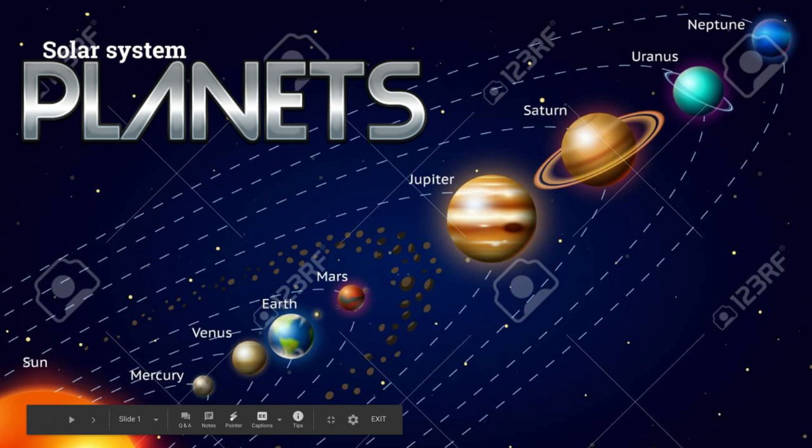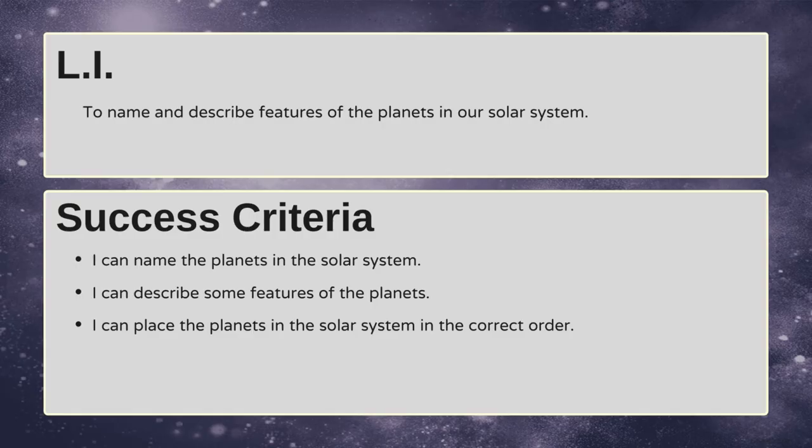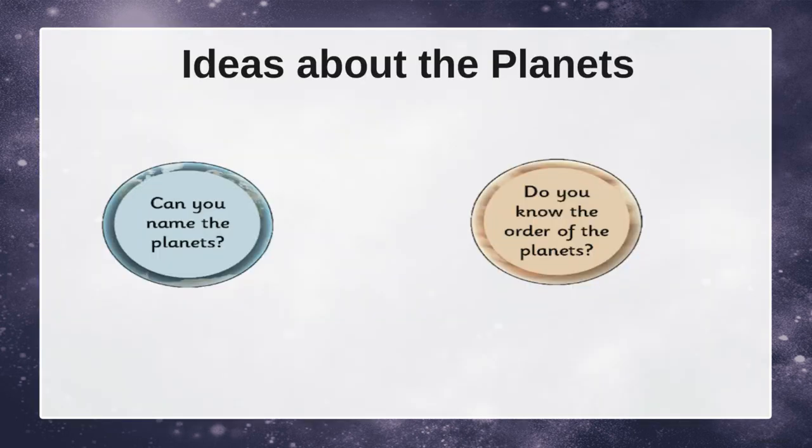Good morning, Year 5. For science today, we're going to be focusing on the planets of the solar system. So the learning intention is to name and describe features of the planets. Ideas about the planets. Can you remember all the names of the planets? Do you know the order of the planets? If you can, pause this video, write them down in your book now.